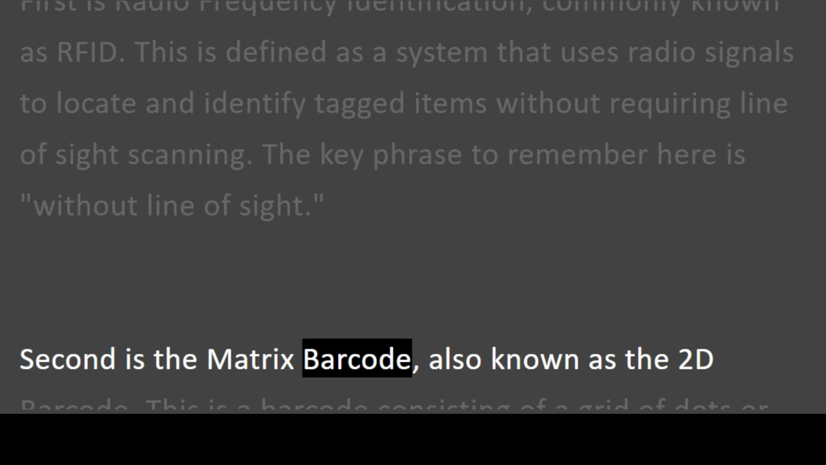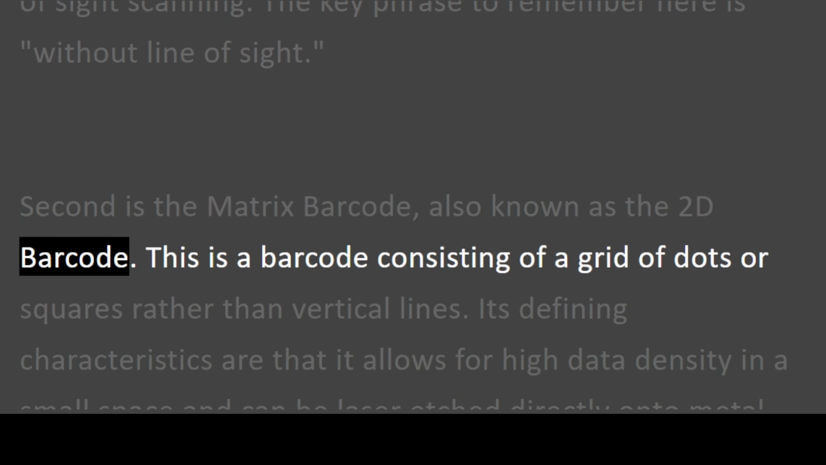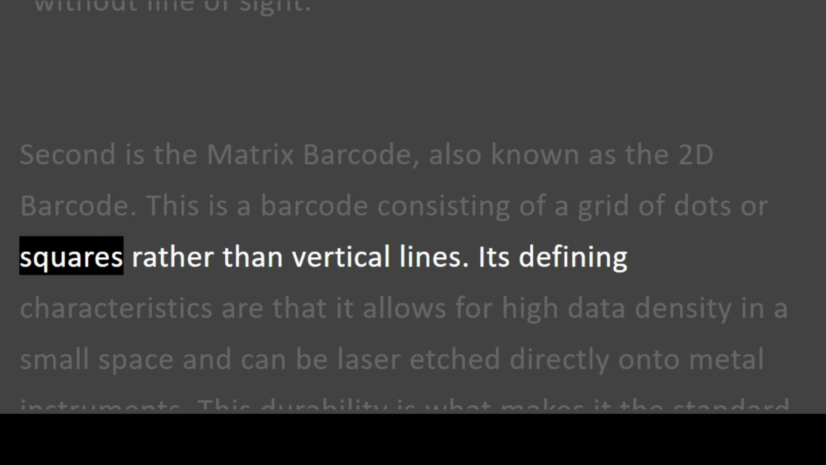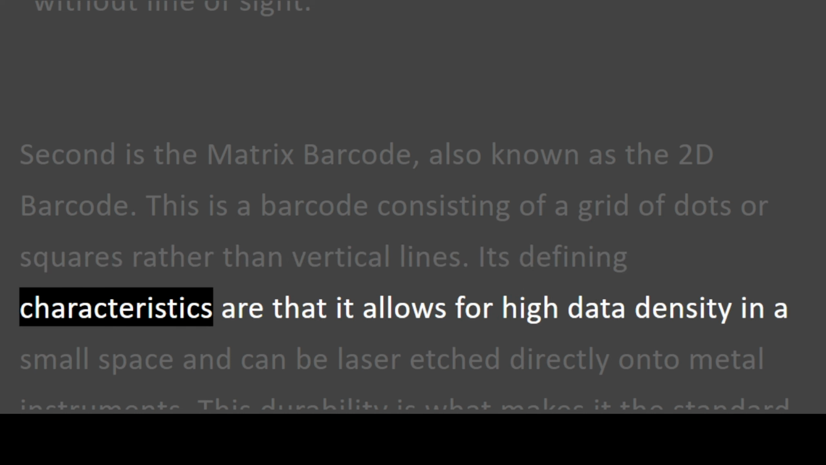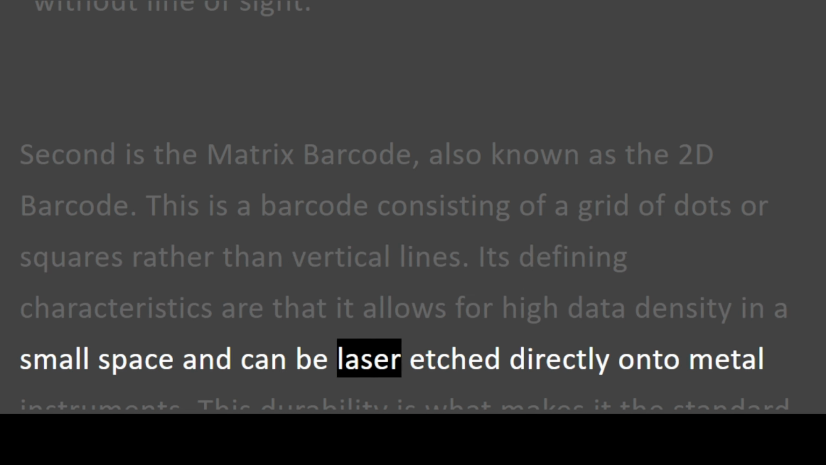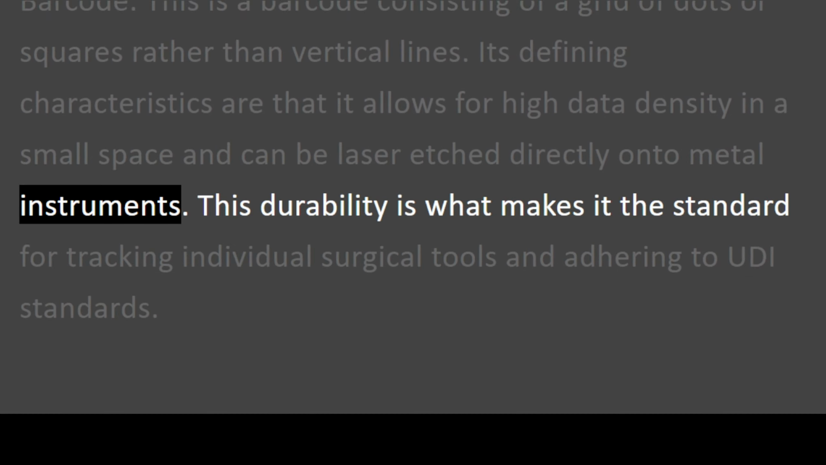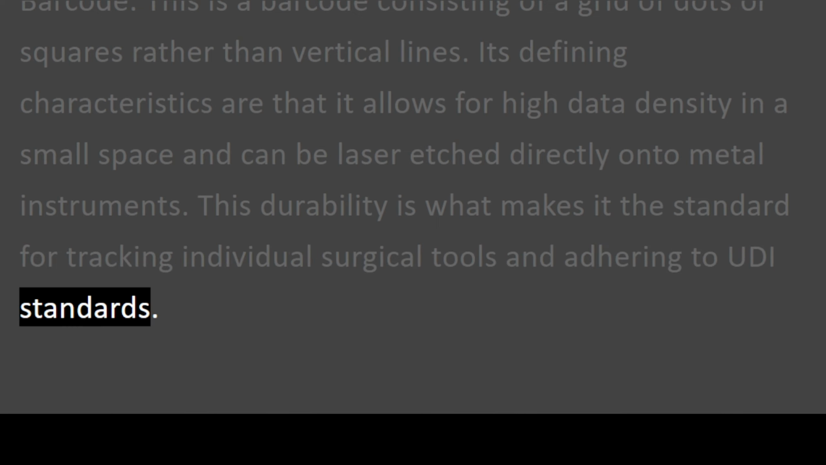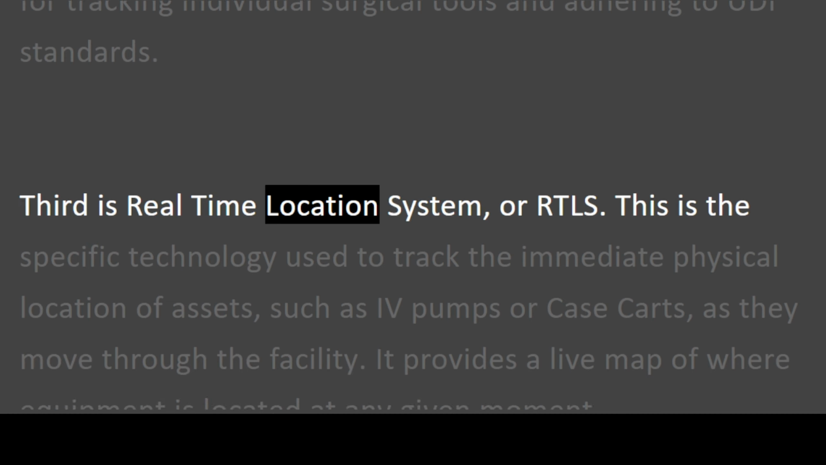Second is the matrix barcode, also known as the 2D barcode. This is a barcode consisting of a grid of dots or squares rather than vertical lines. Its defining characteristics are that it allows for high data density in a small space and can be laser etched directly onto metal instruments. This durability is what makes it the standard for tracking individual surgical tools and adhering to UDI standards.